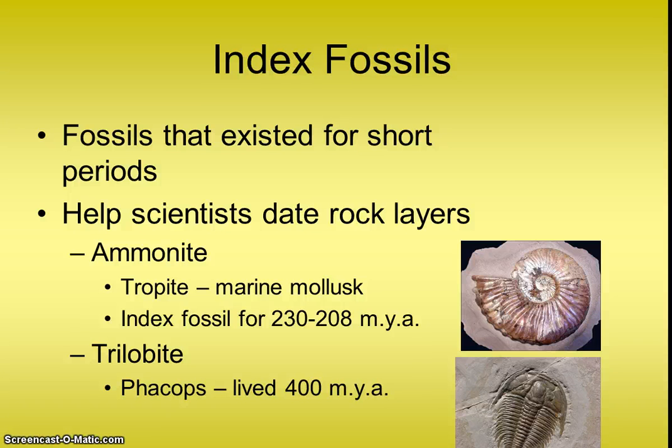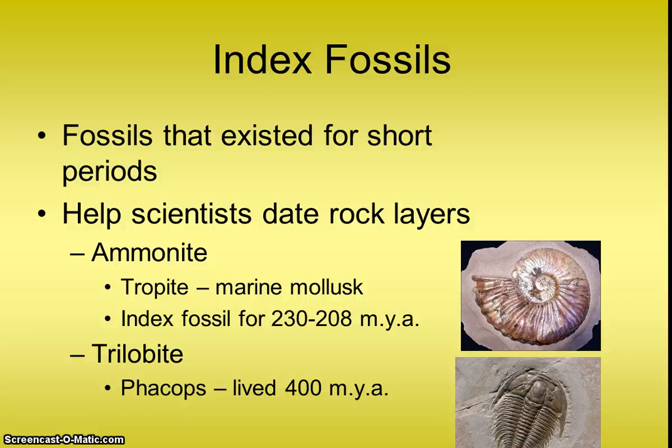And the last thing, index fossils. These are fossils of creatures that we know for a fact only existed for a very short time. So if we know that that creature existed 250 million years ago, then anytime you find it in a rock layer, you know that that layer is 250 million years old. So it kind of helps us absolute date the different rock layers that we uncover.